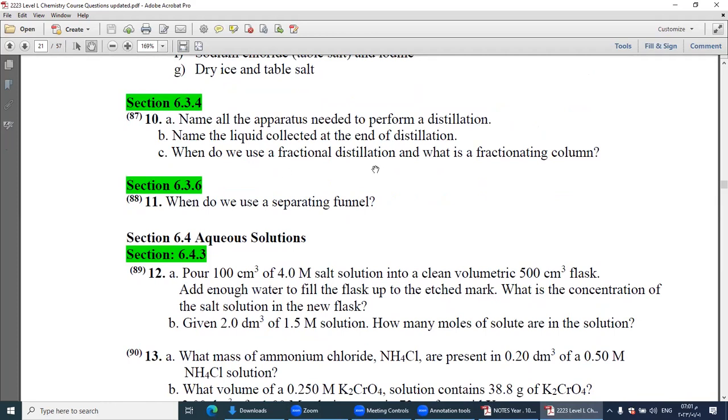When do we use fractional distillation and what is the fractionating column? First we said, wait a moment, there is after it number B: name the liquid collected at the end of distillation. What is the liquid we collect called? Filtrate.